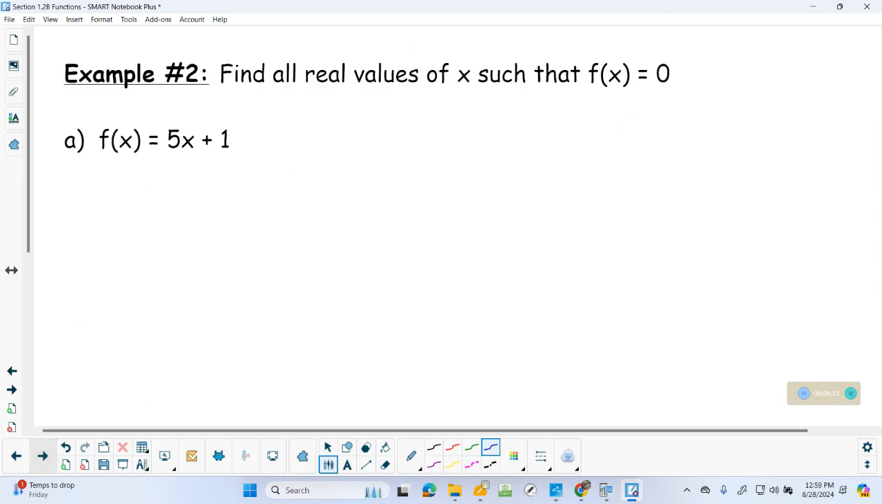All right, next up, easy, but sometimes the directions get people. Find all real values of x, such that f of x equals 0. So here's my question for you. Are you putting the 0 in for x or for f of x? Where does the 0 go, left or right? Read the directions close. It's going on the left. So we're going to put 0 in for f of x. You are solving for x.